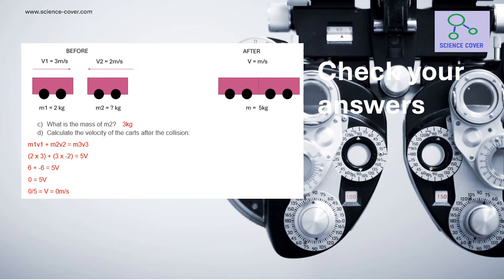Calculate the velocity of the carts after the collision. The momentum before the collision must be equal to the momentum after the collision. So m1v1 plus m2v2 must be equal to m3v3. This is 2 times 3 plus 3 times minus 2 equals 5v. So that gives us 6 plus minus 6 is equal to 5v. So 0 equals 5v. So therefore v must be equal to 0.